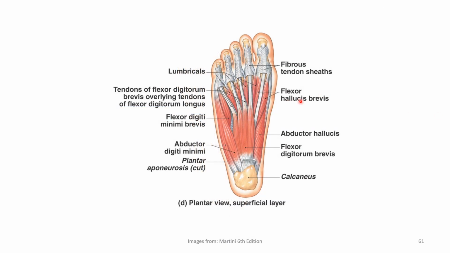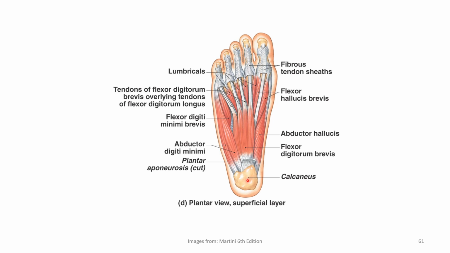Looking at the sole of the foot, this has the plantar aponeurosis removed. So what you're seeing here on the next layer is the flexor digitorum brevis. This is the only instance where the brevis, at least in the foot, is superficial to the longus muscle. In all the other instances I've shown you, the longus muscle is superficial to the brevis. But on the sole of the foot, the flexor digitorum brevis is superficial to the flexor digitorum longus.